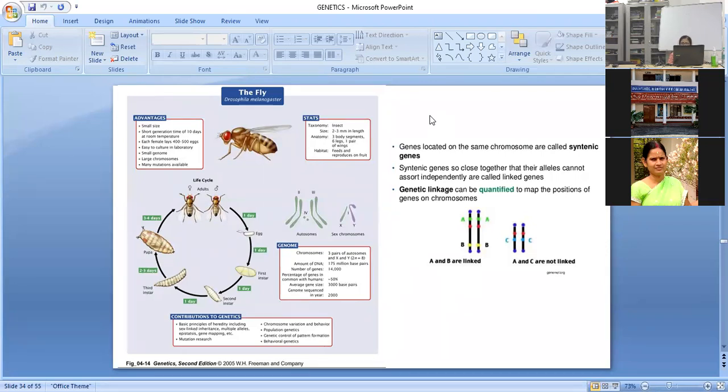Now, if these are present on different chromosomes, then the crossing over frequency will definitely decrease.